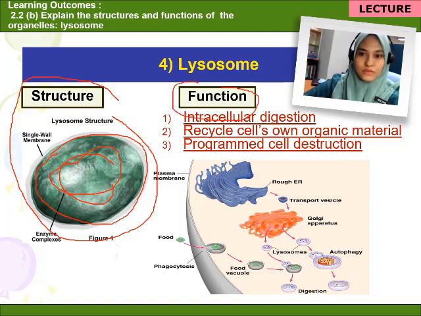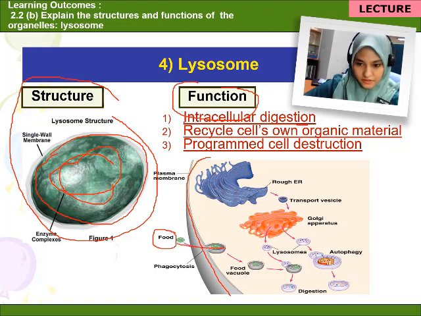The first one is intracellular digestion. Intracellular digestion is where the lysosome will digest macromolecules which enter the cell by phagocytosis. In this diagram, as you can see, there is a substance from outside of the cell which enters the cell, and this substance will then be digested by the hydrolytic enzymes contained in the lysosome.